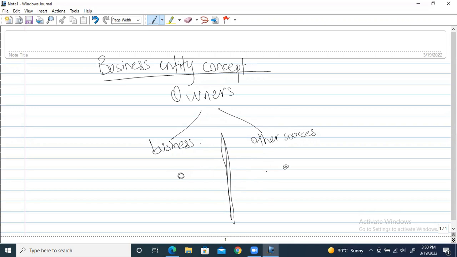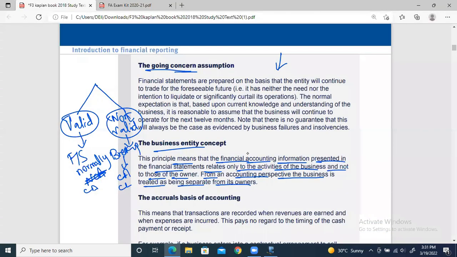In short, it says that owners cannot combine their business earning with the other sources of their income, right? So let's say if from this business they were earning 100,000 per month, and from other sources they were having, let's say, 300,000, right? So they cannot say that in total I'm earning 400,000. They will have to break it down: business is separate, other sources are separate, because other sources can never be combined to the business over here. This is the meaning of business entity concept.